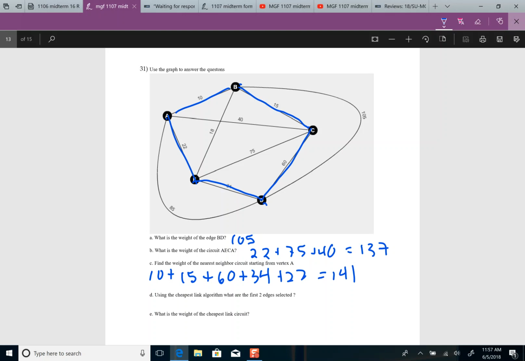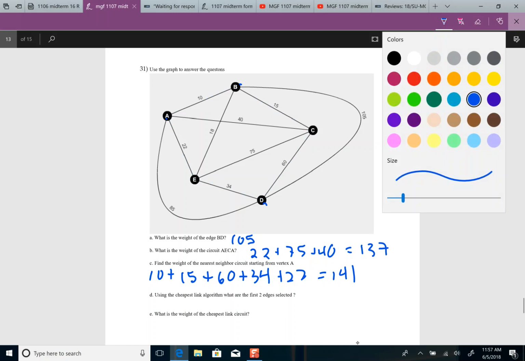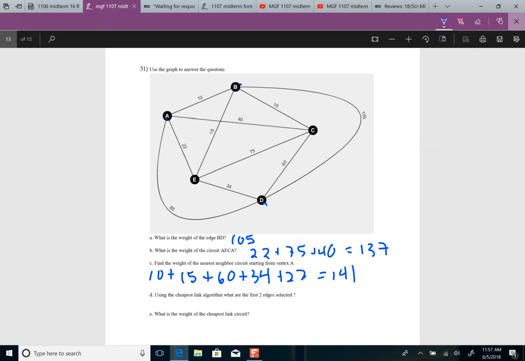Then in part D, again, let's erase. I don't like things to confuse you if I have too much going on. Part D says, tell me, using the cheapest link algorithm, what are the first two edges that we would select? So what we're looking for is what are the smallest two edges in the graph. So when I'm looking, definitely this 10 is really small. And then I also see 15 is really small.